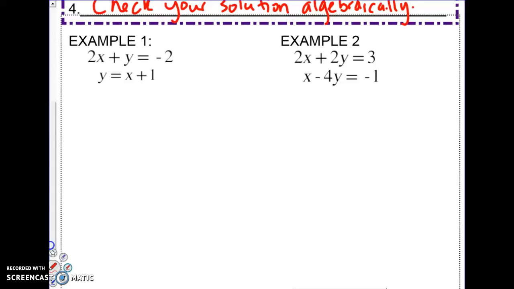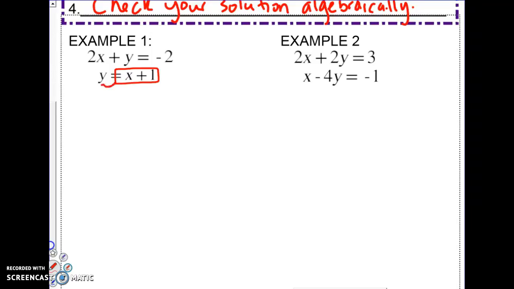Step 1, make sure that you have an equation that's y equals or x equals, and I have that. So what I like to do is box off that part to remind myself that y is equal to whatever x is plus 1. Then step 2 is I'm going to substitute that expression, or take everything that's in that box and plug it in where y is.